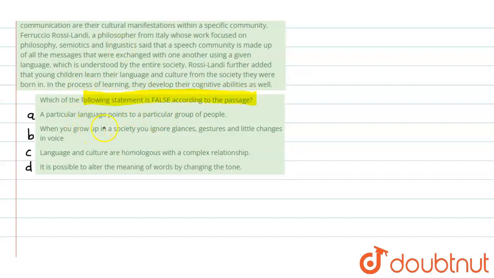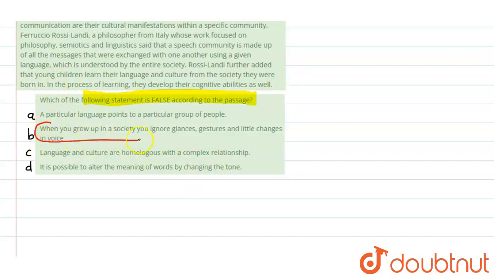पहला option, a particular language points to a particular group of people. दूसरा option, when you grow up in a society, you ignore glances, gestures, and little changes in voice. तीसरा option, language and culture are homologous with a complex relationship. चौथा option, it is possible to alter the meaning of the words by changing the tone. So इस question का right answer क्या है?